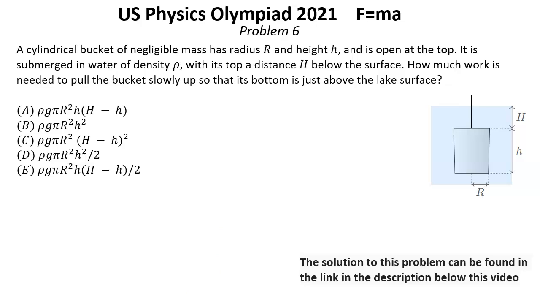The problem can be solved using energy conservation. After the basket has been lifted, a mass m of water has been raised from the water surface to height h over 2 above it, giving work mgh over 2, where mass m equals density of water ρ multiplied by volume pi r square h. So totally we have work equal ρ g pi r square h square over 2, which is answer D, and that was the solution for problem number 6.